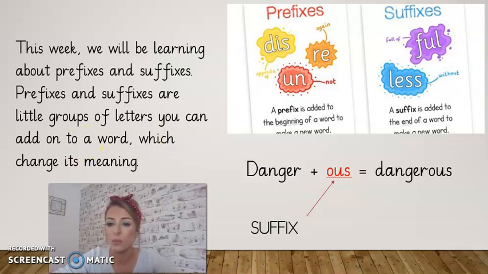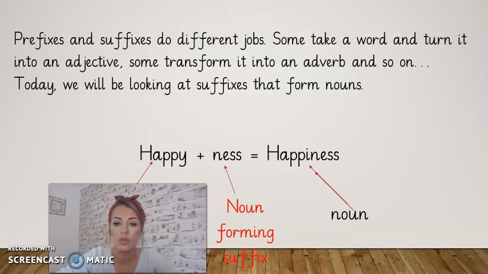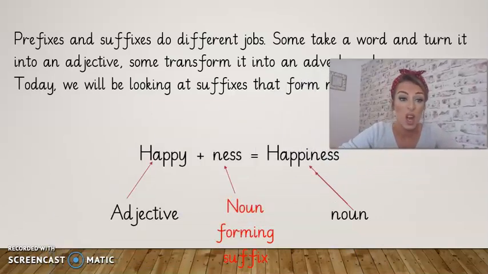Let's have a look at another one. I'll move myself out of the way again. Let's go over here. So prefixes and suffixes can do lots of different jobs. On the last slide, we saw a suffix that helped us create an adjective, the ous suffix.